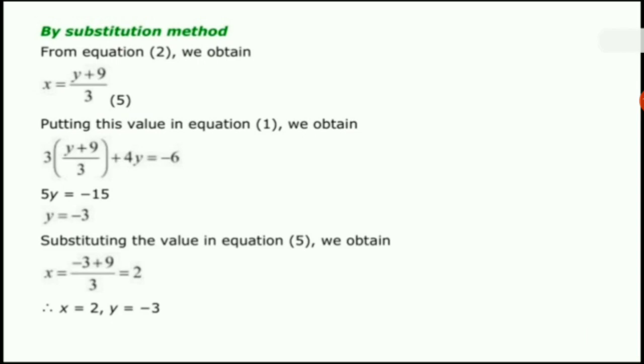Now students, there are 4 problems in question number 1. All are complete, but question number 2 is your homework, and the remaining problems we will solve in the next class. Okay, thank you, bye.